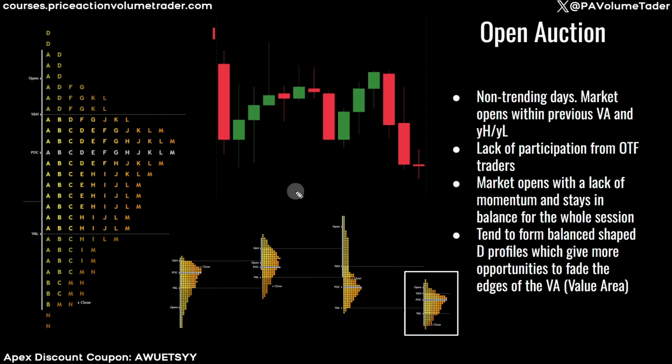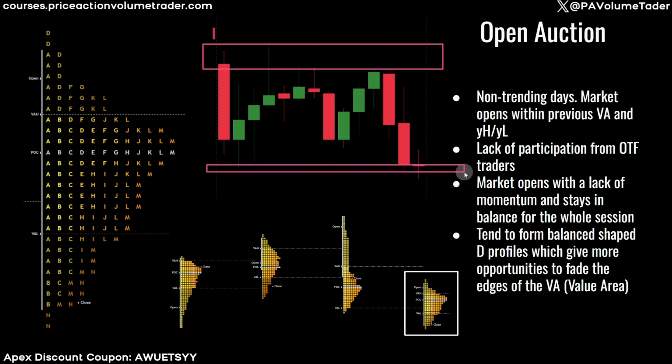So these days have the least conviction. There's not a lot of trending opportunities to catch runners, but what we're looking for again is just to fade the extremes from the value area and look for trades going back into the mean of value or to the opposite side of the value area.